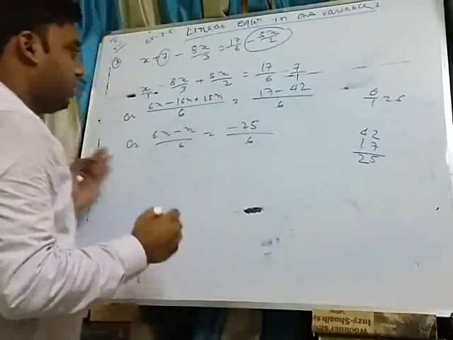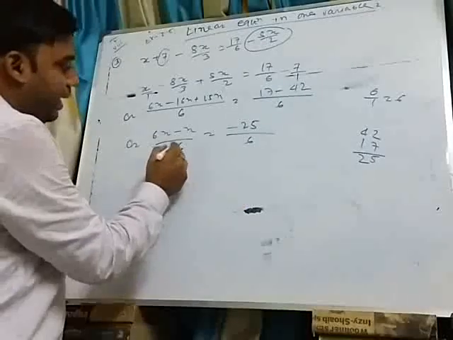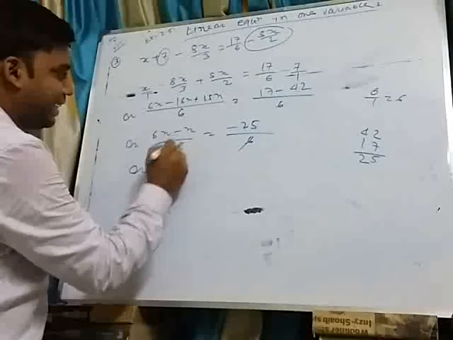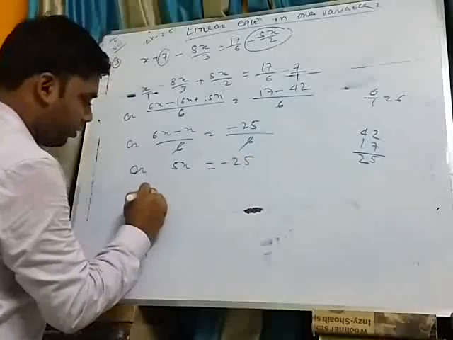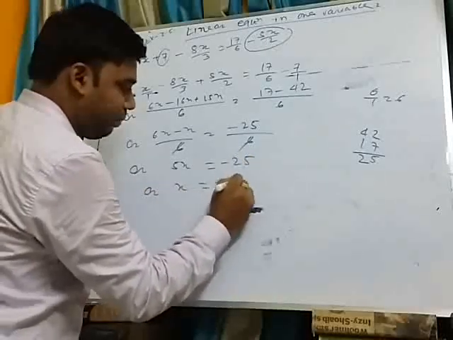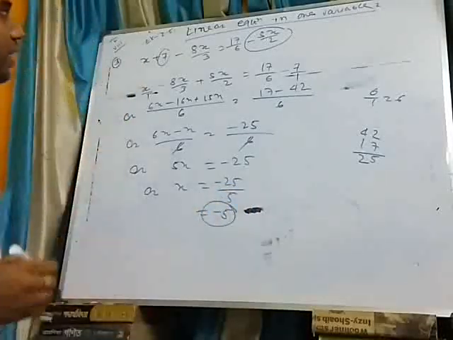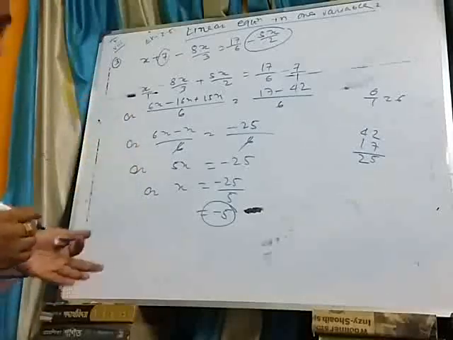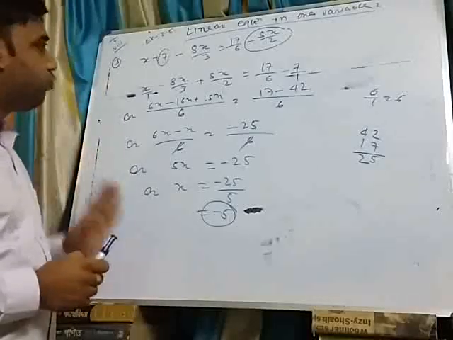So minus 6. Now both sides have 6 in the denominator, so we can eliminate that 6. Okay. Now 6x minus x, that is 5x. 5x equals minus 25, or x equal to minus 25 by 5, that is minus 5. So minus 5 is the solution of the given equation 3. Okay, just copy it. After that we will start sum number 4.